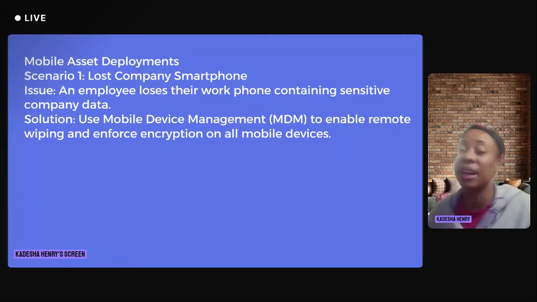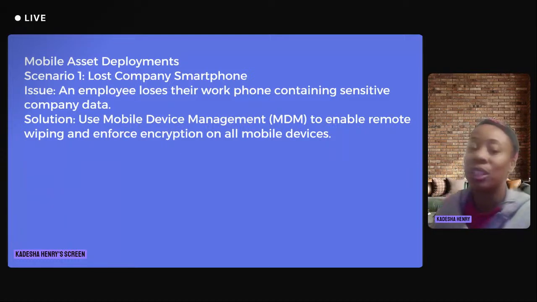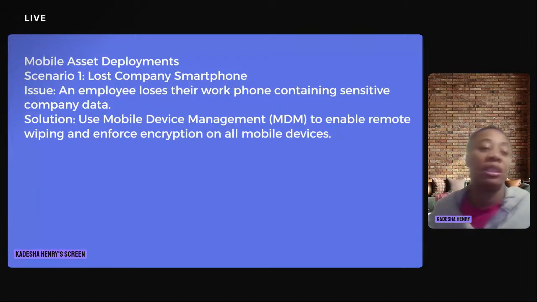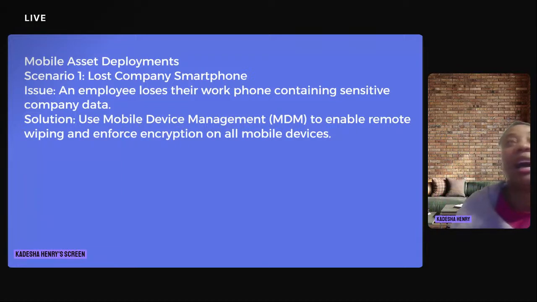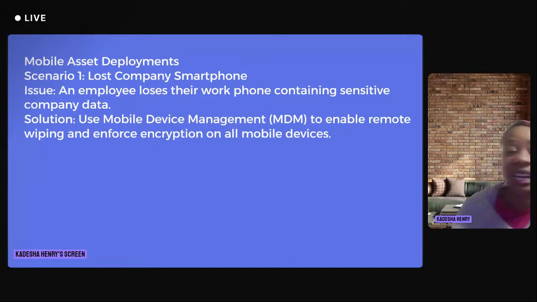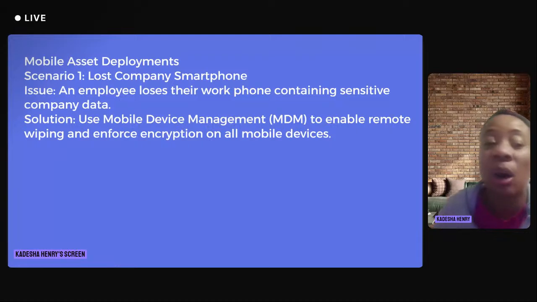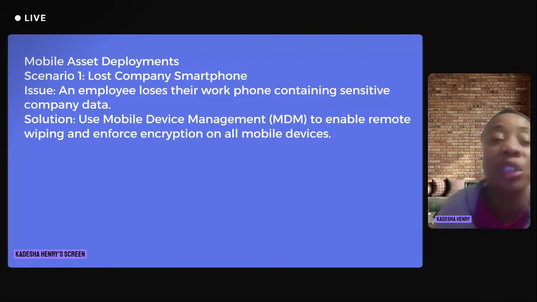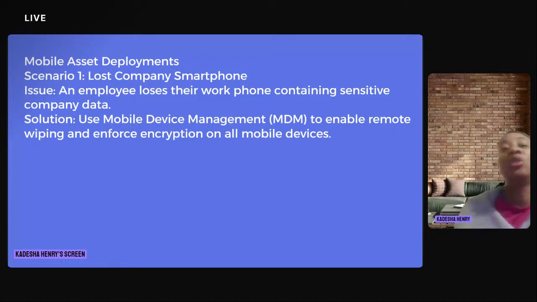Using the mobile device management, which enables remote wiping, just in case this is a high-tech, sophisticated attacker, they're probably trying some way to decrypt the information. You can just wipe it out from where you are because it's enabled on the device.